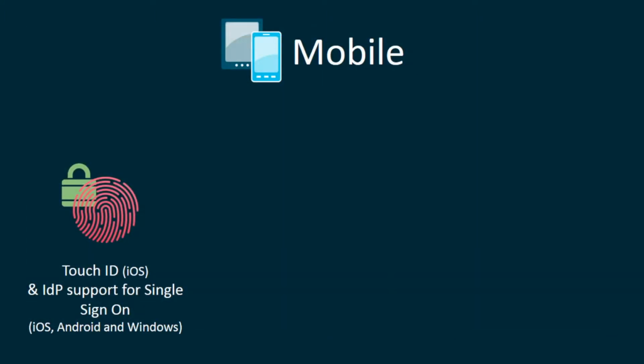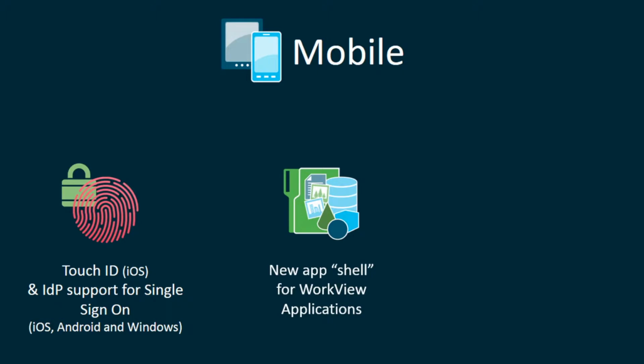Mobile has several enhancements in 18. First, the ability to authenticate via Touch ID on iOS platforms. And we've also added support for authentication via identity providers for single sign-on to the OnBase apps on a mobile device. In our iOS and Android apps, we have added a native app shell for WorkView applications.